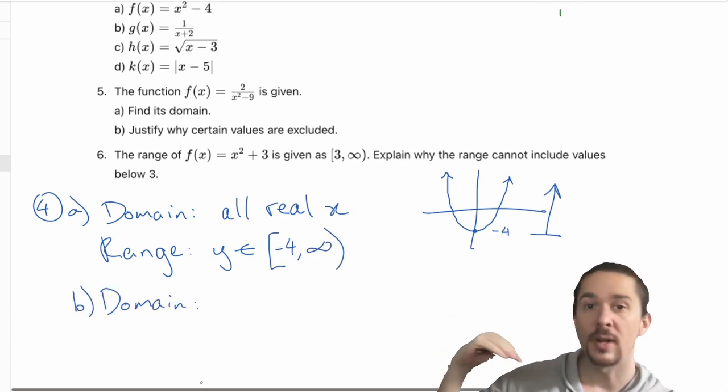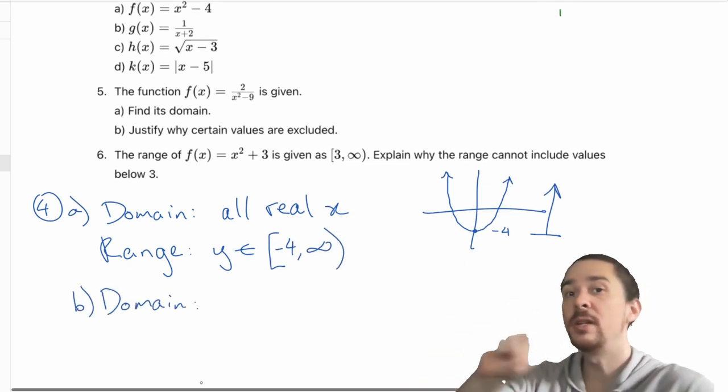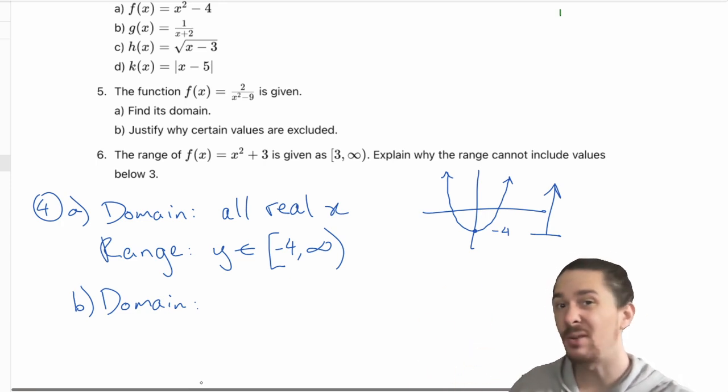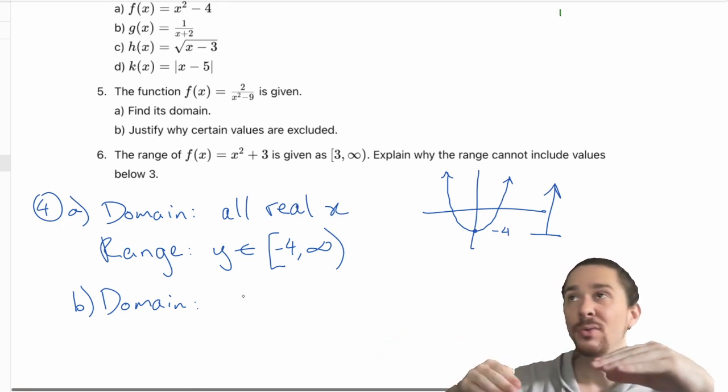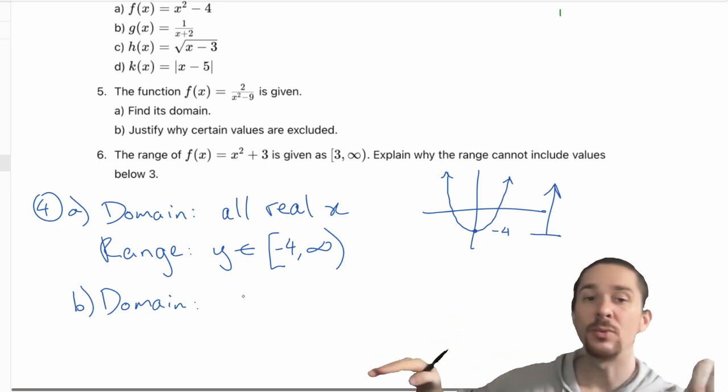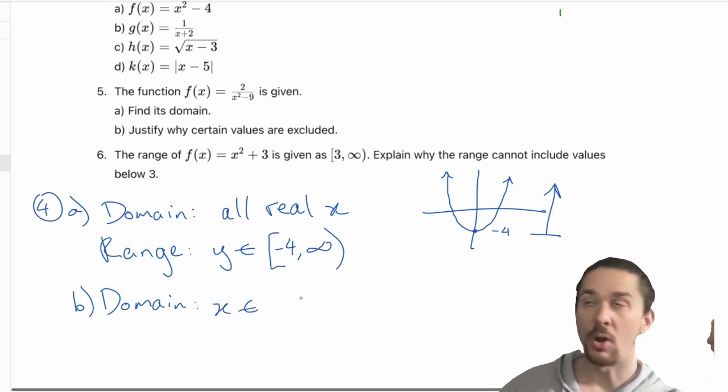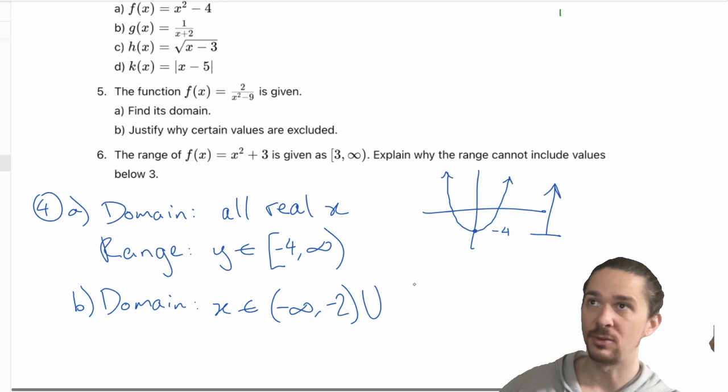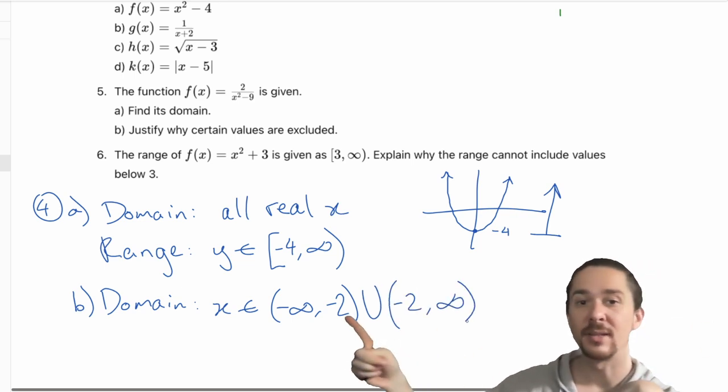For b, 1 over x plus 2, we have an x in a denominator. So we know there's a restriction because that denominator can't be equal to 0. So we have that x plus 2 does not equal 0, which means x cannot equal -2. So I would write it like this. X is on the interval, we can have all real x except -2. So we can go from -infinity to -2, and we can join that with the set from -2 to infinity. The only thing that's excluded is we're not counting the -2.